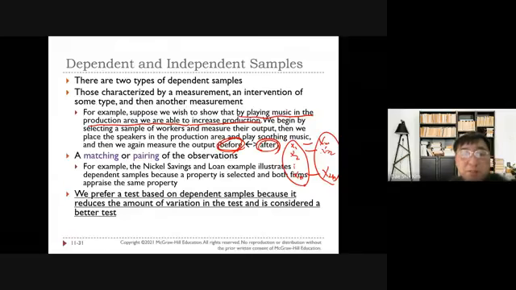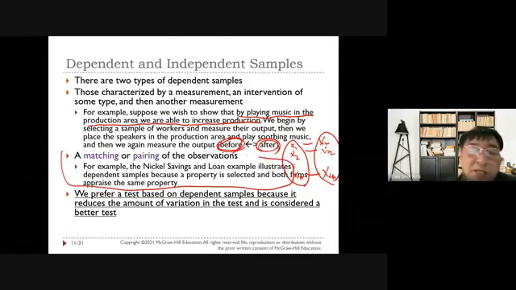Matching or pairing observations. For example, the Nickel Savings and Loan example. These are dependent samples because a property is selected. The same property, the same real estate, is appraised by two companies. Okay, so it is a pairing dependence problem. This is the second case: the same real estate or property is evaluated by two different appraisal companies at the same time, so actually there's no time difference.